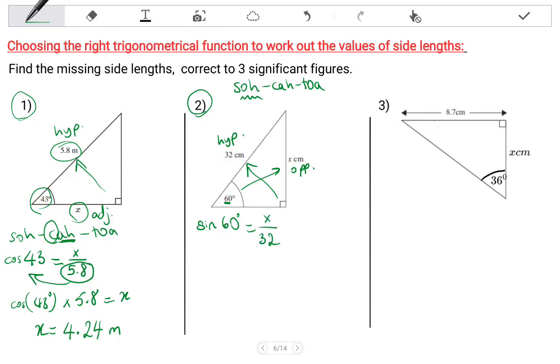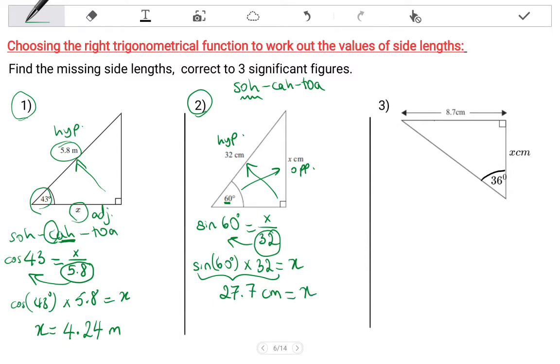Again, I have an equation. I'm going to solve it for x. 32 goes to the other side by times. So sine 60 degrees is going to be multiplied by 32 to have my x value, which is correct to three significant figures. I use my scientific calculator, write down what you see, and do approximation as wanted in the question. It is 27.7 centimeters.